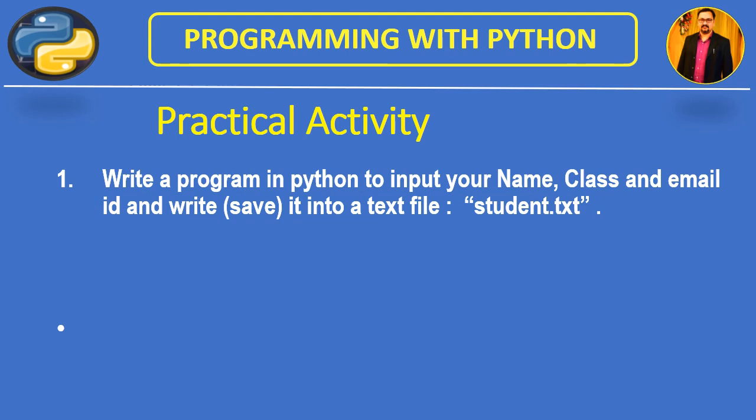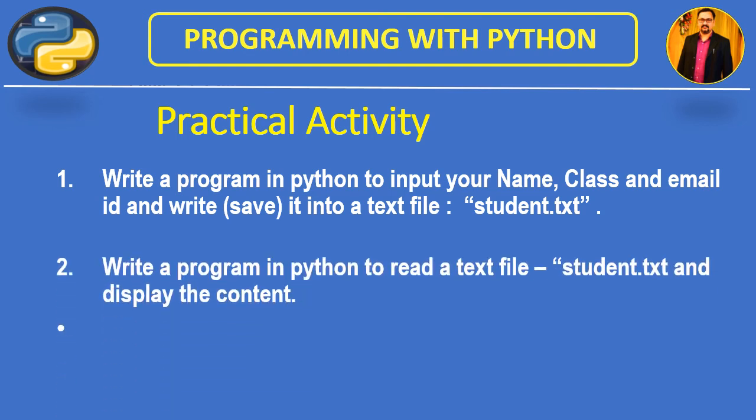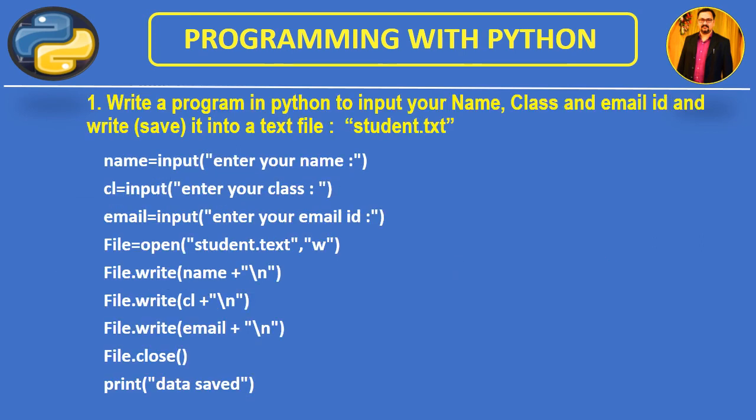Now we can understand this topic in a better way using these examples. The first example which you have to see here: write a program in Python to input your name, class and email ID and write it into a text file student.txt. And the same thing again, the next activity you have to do is reading the same file here. Write a program in Python to read a text file. The same file you will have to read.